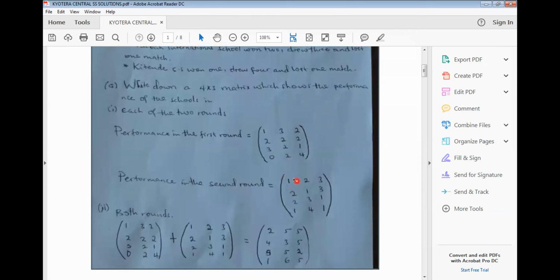We go in the second round. Nadia SS won 1, drew 2, lost 3. Budo won 2, drew 1, lost 3. Taiba International won 2, drew 3, and lost 1. Tende SS won 1, drew 4, and lost 1. We go back to the question, as it was given that you write a 4 by 3 matrix. And our answer is in a 4 by 3 matrix. That is the performance in the second round.